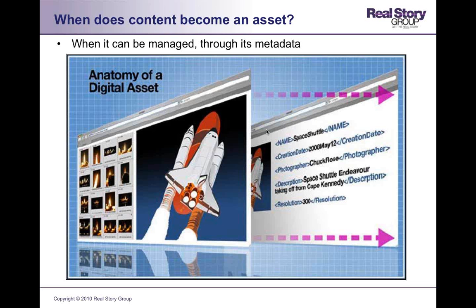So you've got this picture of the space shuttle here, and what you see behind it is essentially that intrinsic value that you're adding to it: the name of this particular image, the creation date, the photographer, a description, the resolution. These are all things that potentially can allow an organization to earn money off of this particular image, to use it properly, to make sure that it's only distributed in a way that is legal and that they have the rights to distribute it. These are all very important aspects of managing digital assets, and the metadata is really key to that. So that's a key differentiator.